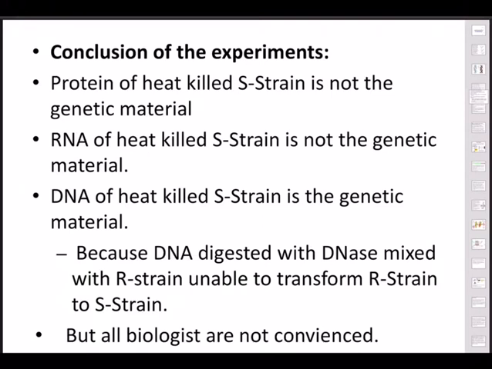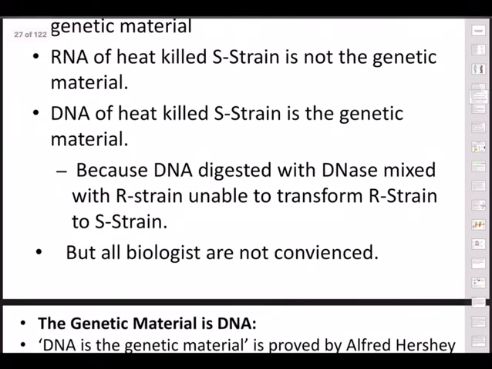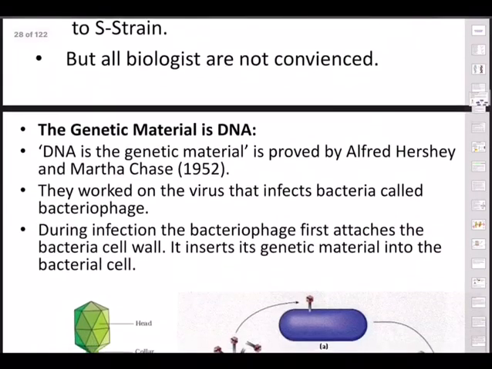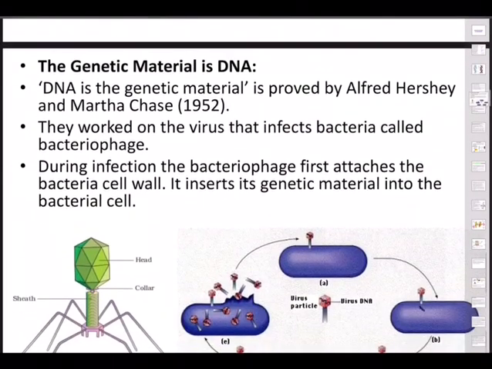So, what is that they have concluded? Protein of heat killed S strain is not the genetic material, because when they put protease, the protease dissolved protein, but still the R is becoming S. And then RNA of heat killed S strain is not the genetic material. DNA of heat killed S strain is the genetic material, because when they put DNase, that DNA got digested, and once DNA got digested, there was no transforming principle taking place. Hence they concluded that it is DNA, because DNA digested with the DNase mixed with R strain, unable to transform R strain to S strain.